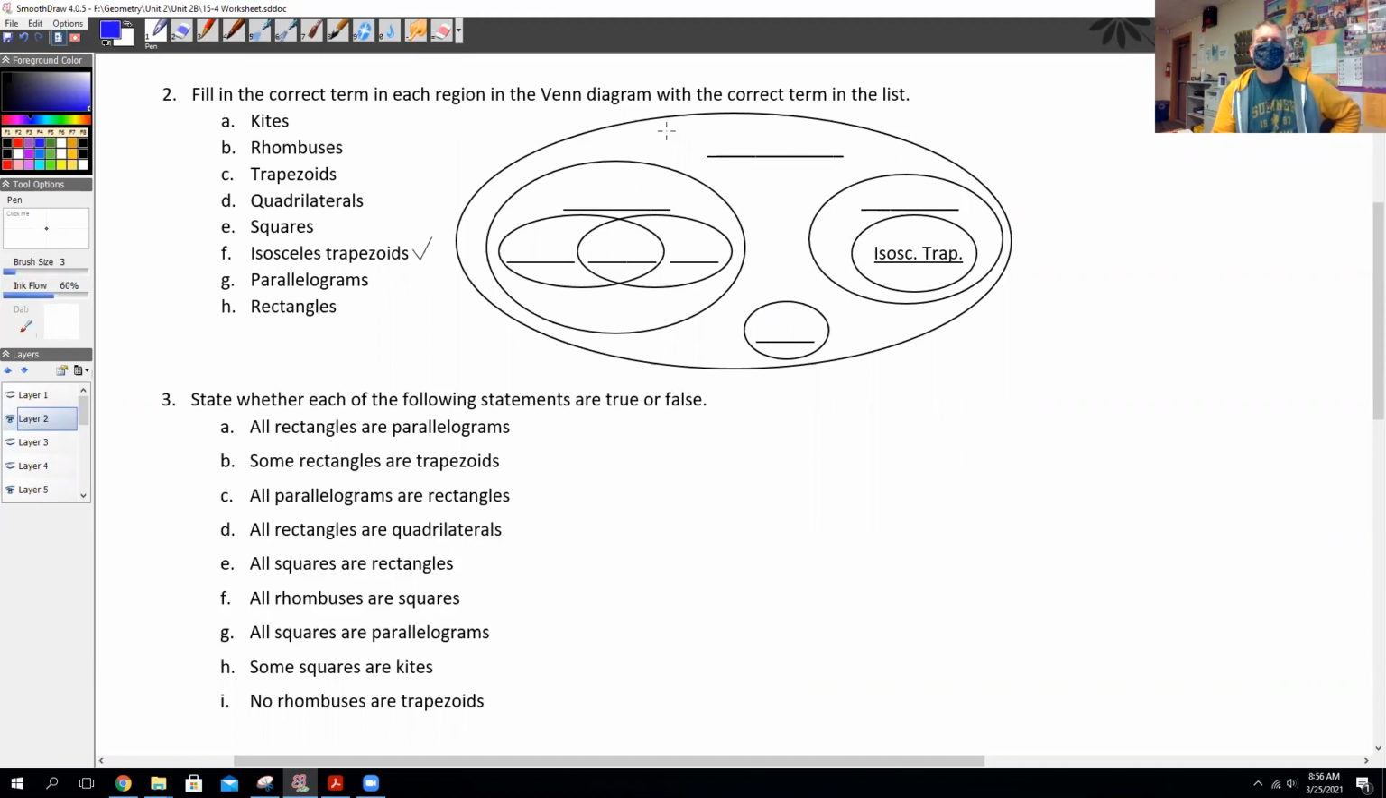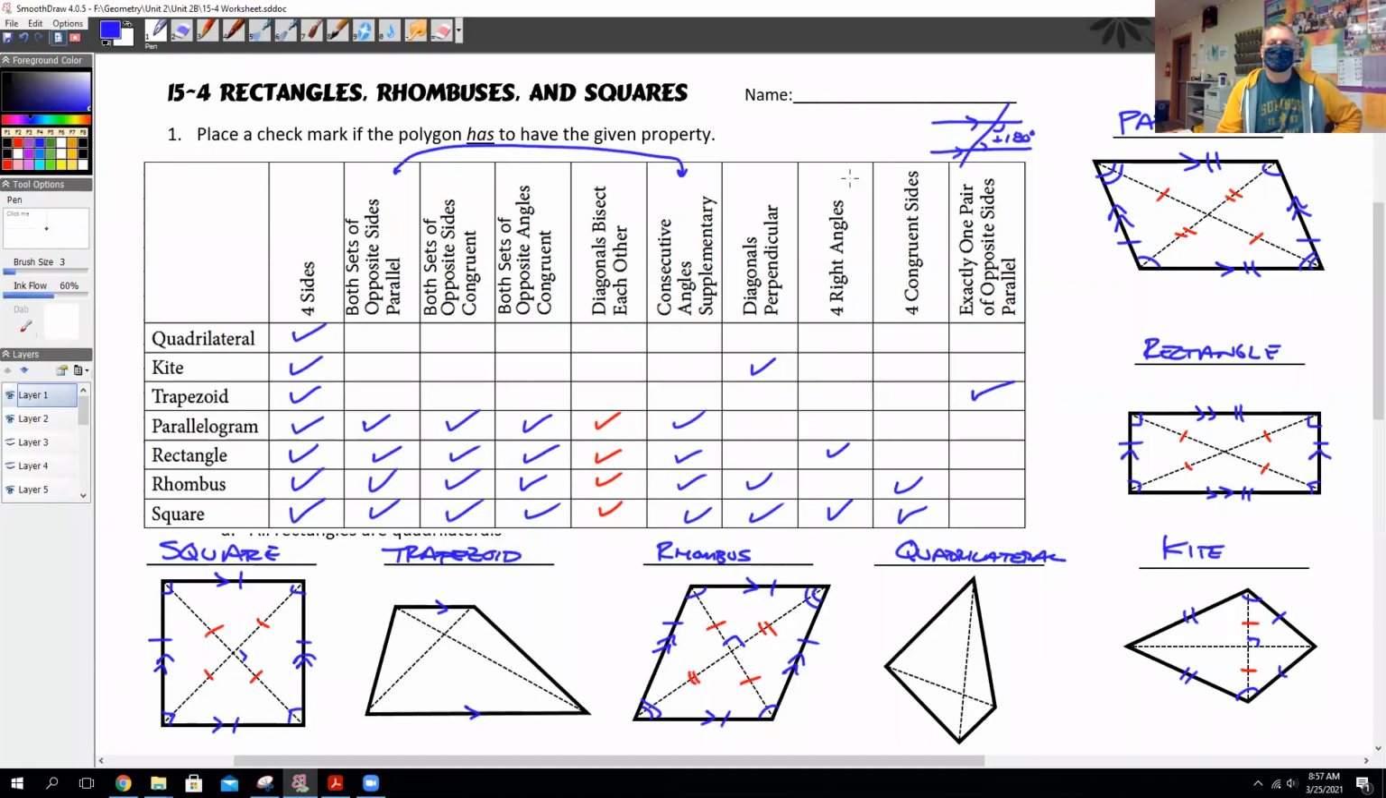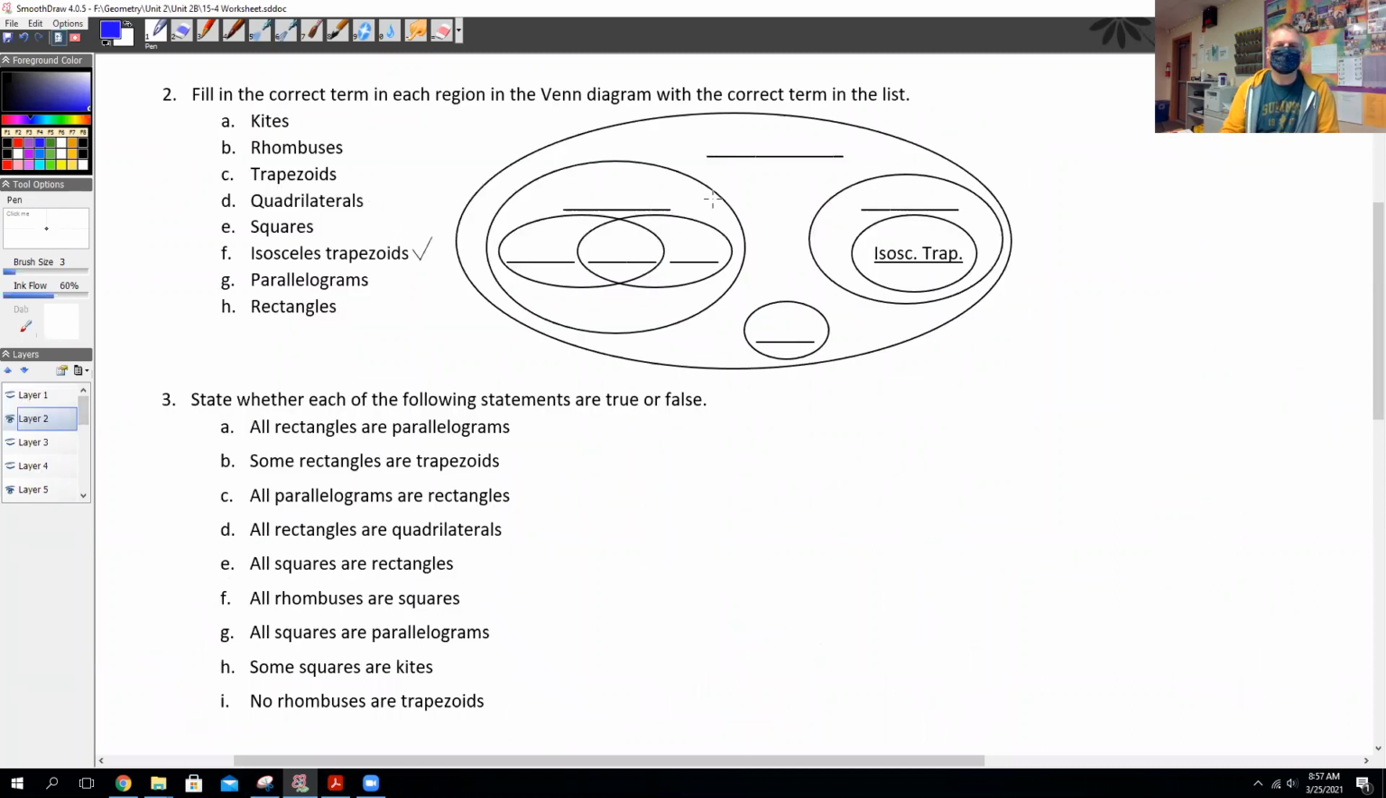So this is like a Venn diagram here. What is everything in here? All these figures here are all what? Quadrilaterals. They all have 4 sides. So all these things in this circle here are quadrilaterals. Okay, all these things are quadrilaterals.